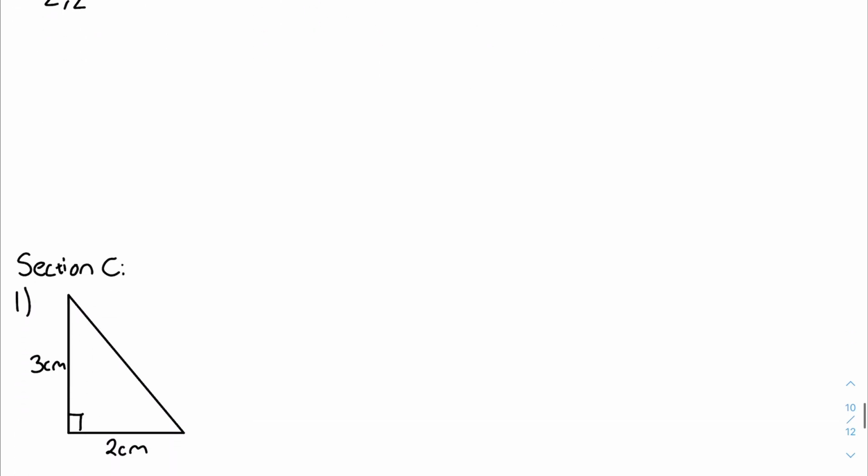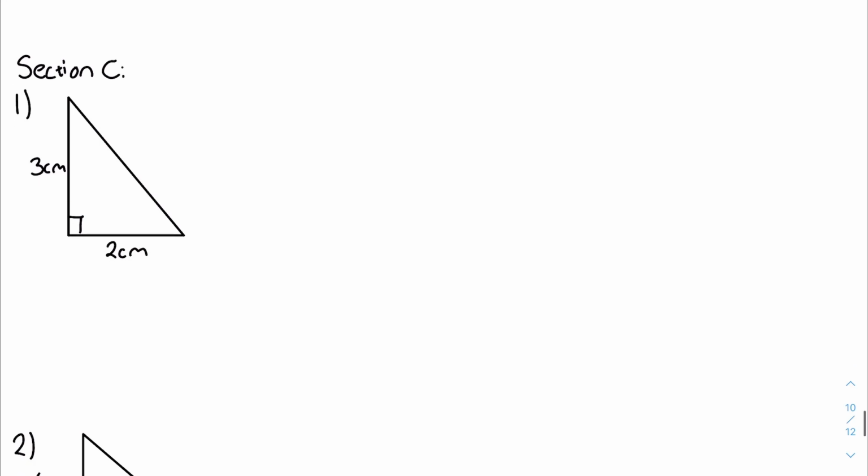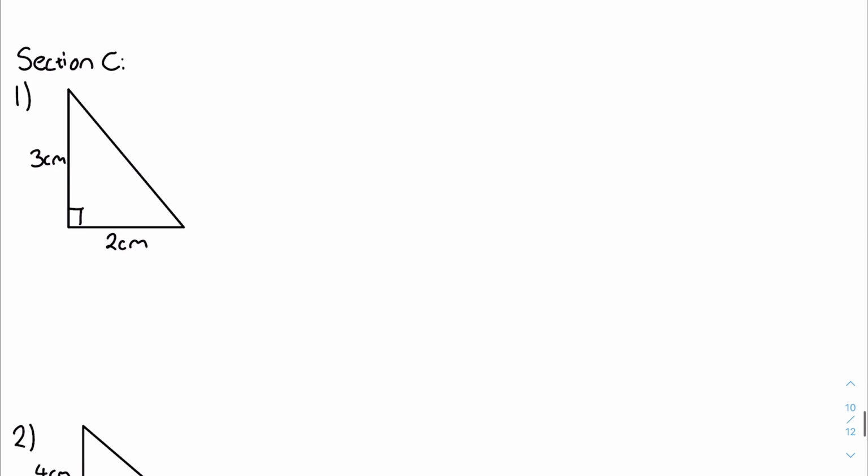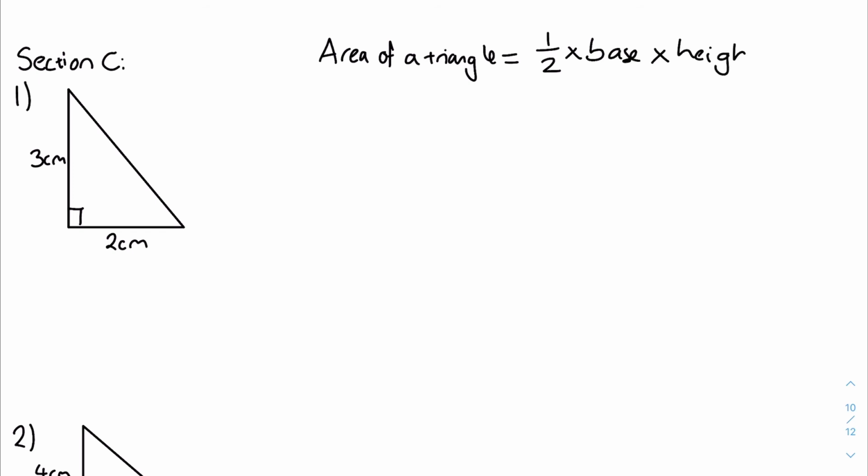Okay, now moving on to section C, we were asked to find the area of the following triangles. So just to remind you, our area of a triangle formula, okay, our area of a triangle formula was 1/2 multiplied by the base of a triangle multiplied by the height. Okay, so here we're trying to test your substitution skills. Okay, so the base of this triangle is 2 centimeters. The height of this triangle is 3 centimeters.